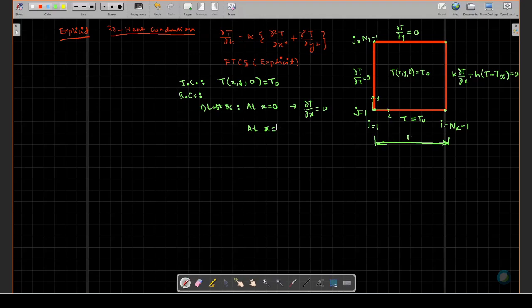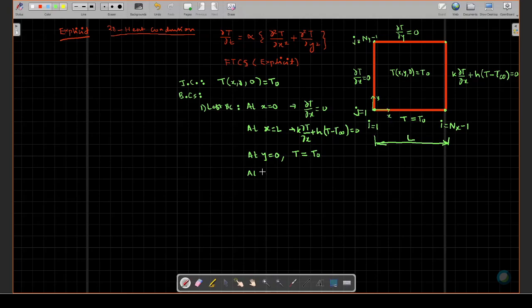Then at x equals L, we have this boundary condition: k, the thermal conductivity, del T del x, plus h, the heat transfer coefficient, times T minus T infinity equals 0. And at y equals 0, this is the y equals 0 plane, we have temperature T equals T naught. This is the boundary condition.